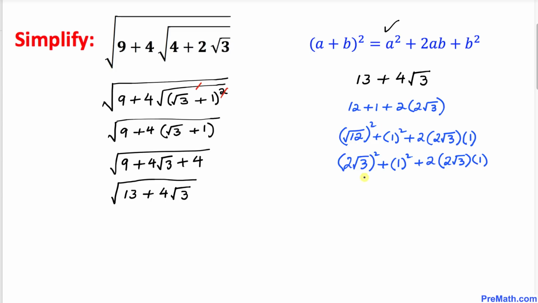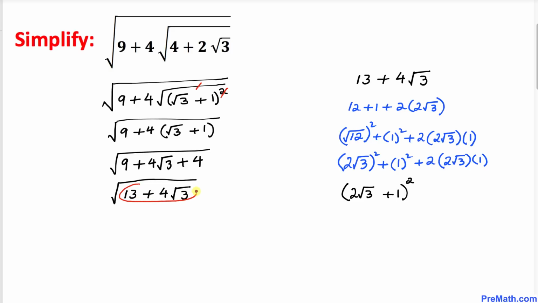If we apply this formula, this could be written as 2 times square root of 3 plus 1, whole squared. So therefore we can see that this part inside this radical has been simplified to this perfect square. So let's go ahead and replace this one by this.